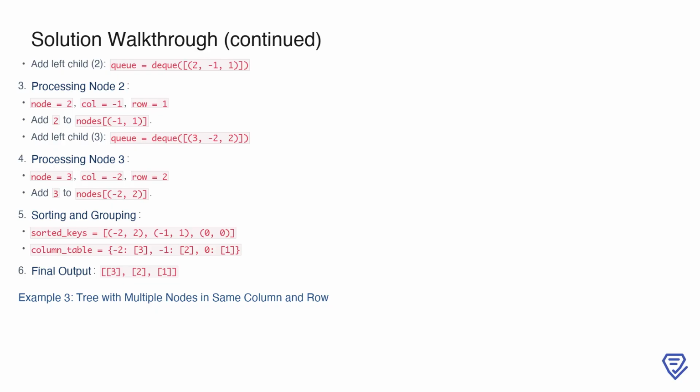Finally, when we process node 3, which is located at column -2 and row 2, we add its value to the dictionary under the corresponding key. With no further children to enqueue, we proceed to the sorting and grouping step. The keys in nodes are sorted as -2, 2, -1, 1, 0, 0, and we group the values by column to obtain the output 3, 2, 1. This structure highlights the vertical ordering of a left-skewed tree.